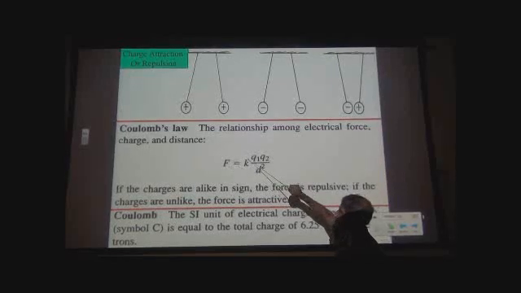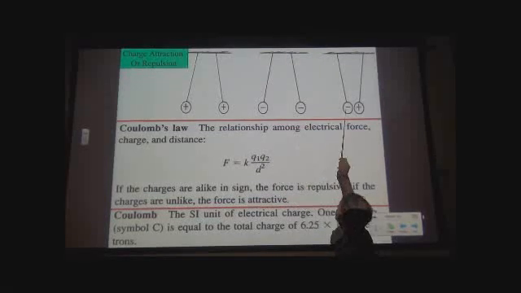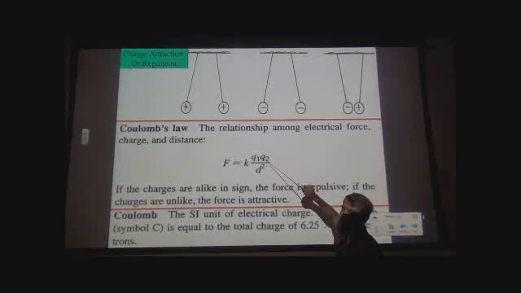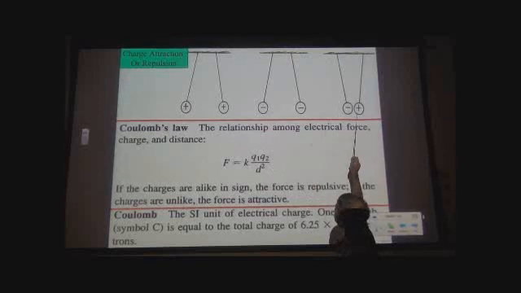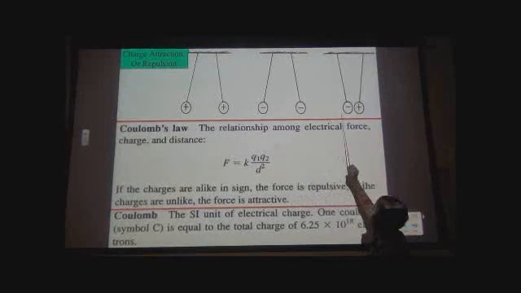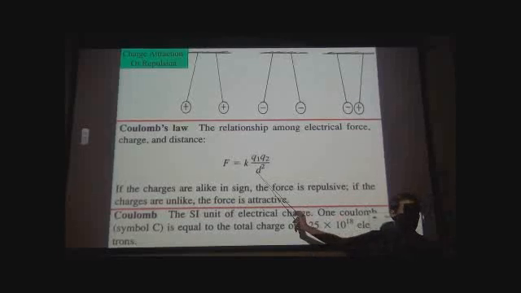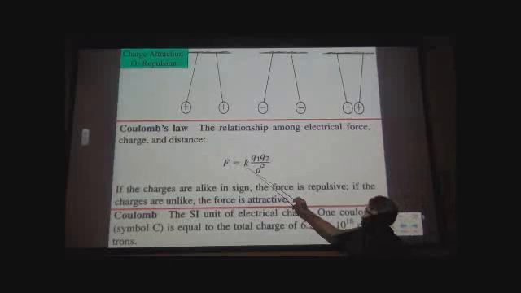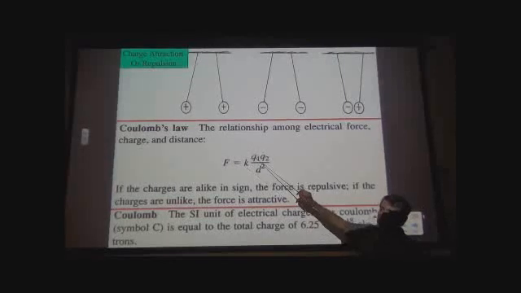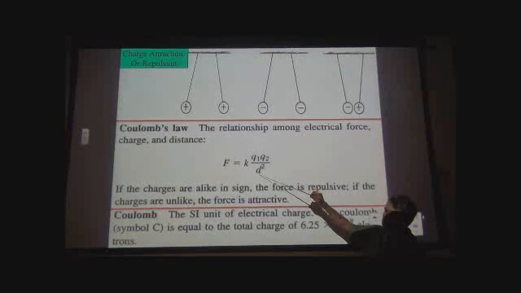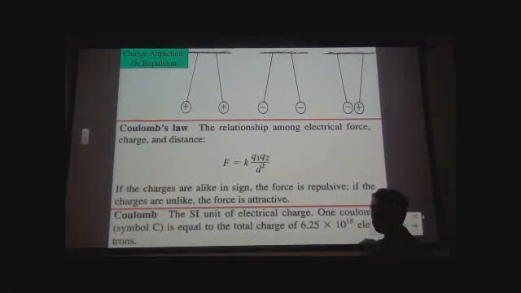Force equals K, which is a constant, multiplied by Q1, which is the value of the first charge, multiplied by Q2, which is the value of the second charge, divided by d squared, the distance between the two charges squared. This expression is very similar to the expression that we saw for gravity, right? Where if you remember gravity, the force was capital G, which was a constant, multiplied by mass 1, multiplied by mass 2, divided by distance squared, right? Which is a really interesting coincidence, if you will, that they both behave in such a similar fashion.